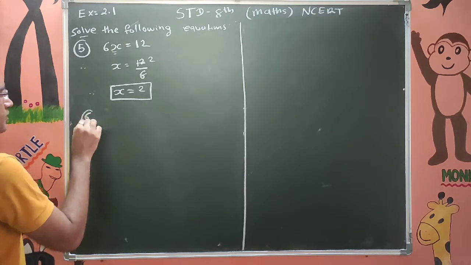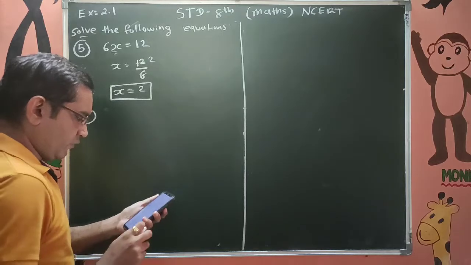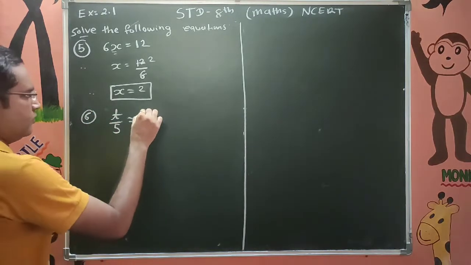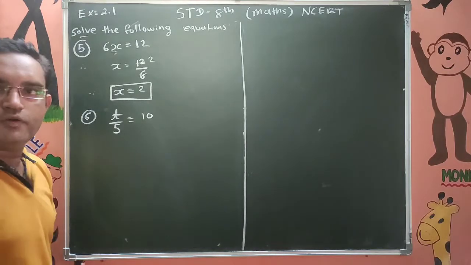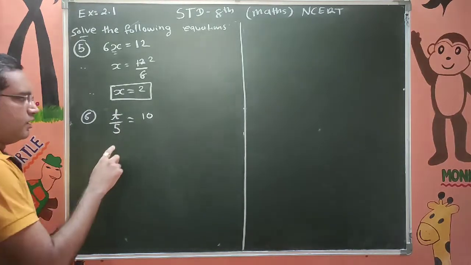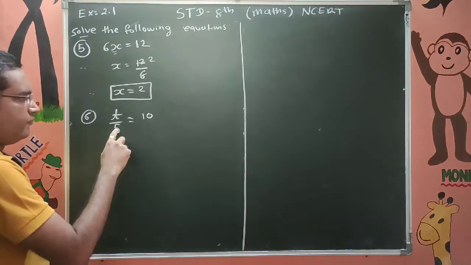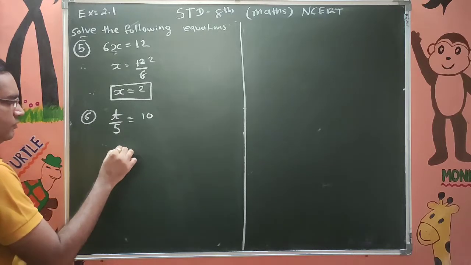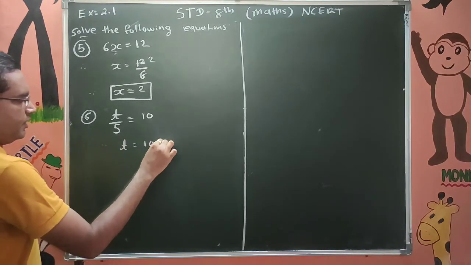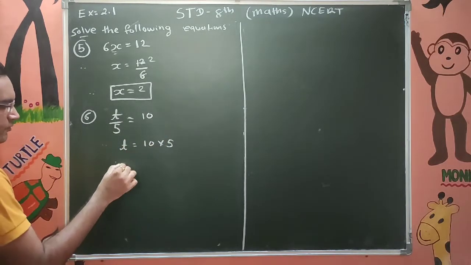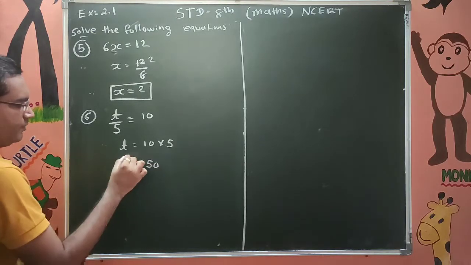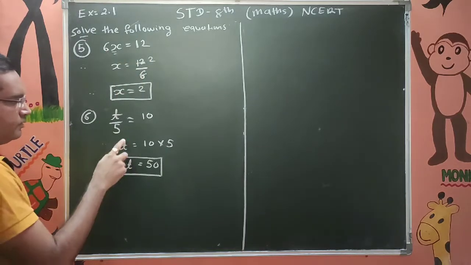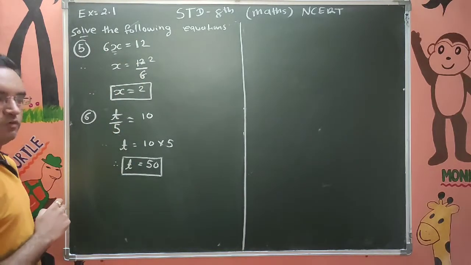Now, question number 6. In question number 6, we are given t by 5 equal to 10. Now here our variable is t. This 5 is in division with the t. So if we take this 5 on the right hand side, it will go into multiplication with this 10. Therefore, t equal to 10 into 5. Therefore, t equal to 50. Okay students? Therefore, the solution of the equation t by 5 equal to 10 is t equal to 50.